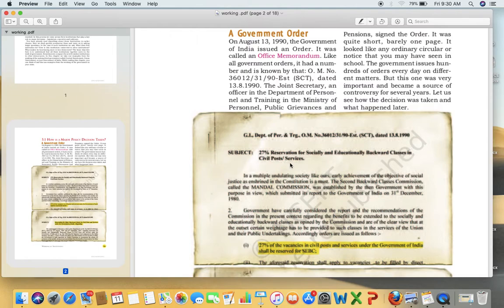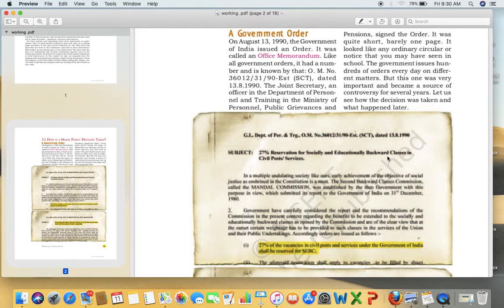That means this office memorandum 36012/31/90, which was passed on 13th August 1990, and which was signed by the Joint Secretary of the Department of Personnel and Training, is communicating a very important decision that was passed by the government then. And what was that decision? Giving 27% reservation to the socially and educationally backward classes in all the civil posts and services. Alright, so let us see now how this decision was taken.